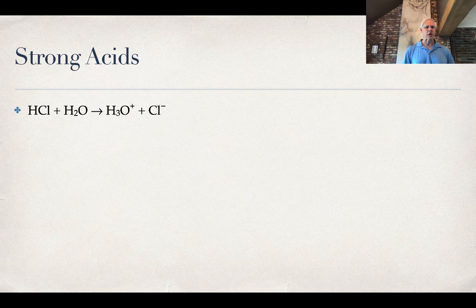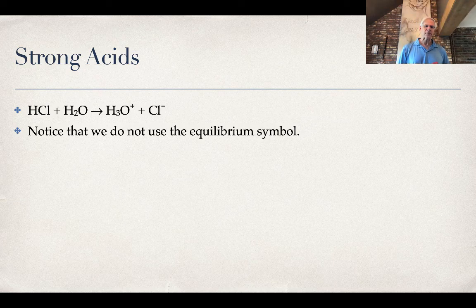If we look at HCl, hydrochloric acid, very common strong acid, one of the most frequently produced chemicals in the entire world, when we put that into water, it becomes hydronium ion and Cl-. So there we see the HCl acting as an acid. We see the water acting as a base. The water becomes hydronium. The HCl just becomes the Cl-. Now notice when I wrote out that reaction, I did not use an equilibrium symbol. I just have a single arrow going to the right.